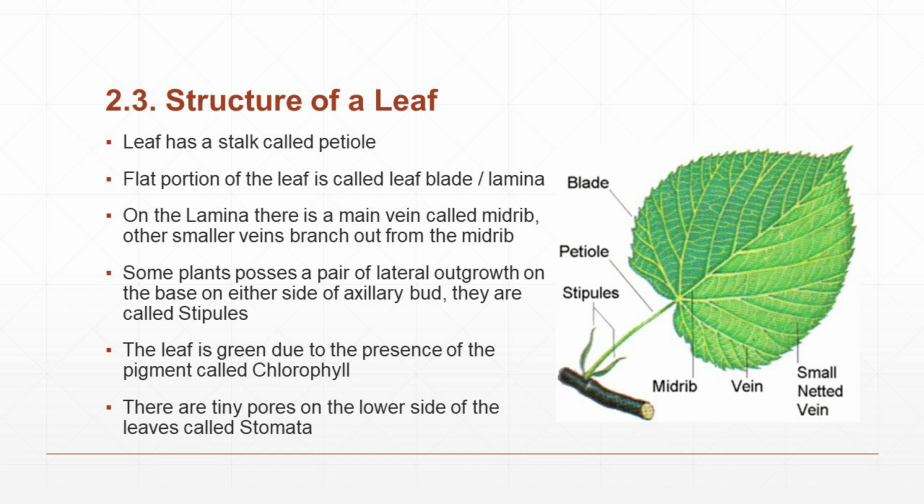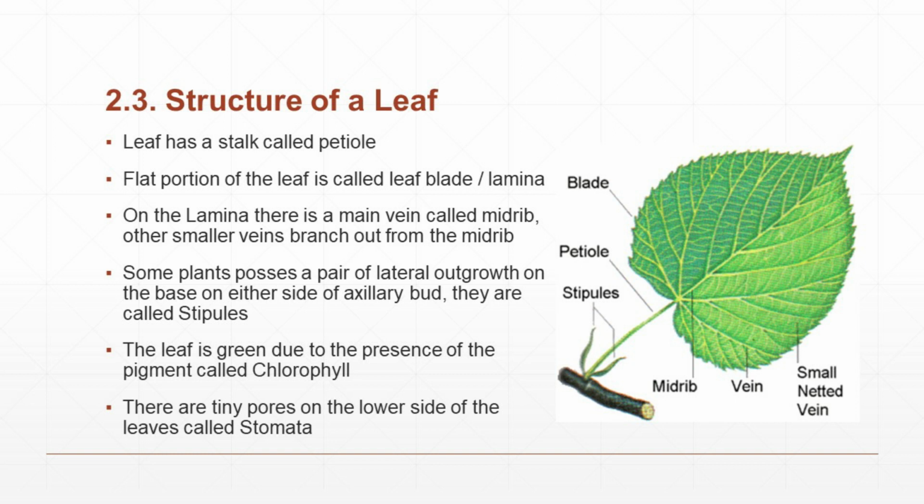Other veins are branched out from the midrib. The portion of the leaf connected in the nodal region of the stem is known as the leaf base. Leaves of some plants possess a pair of lateral growth on the base on either side of the axillary bud. These are called stipules. Children, can you see the stipules in this picture?